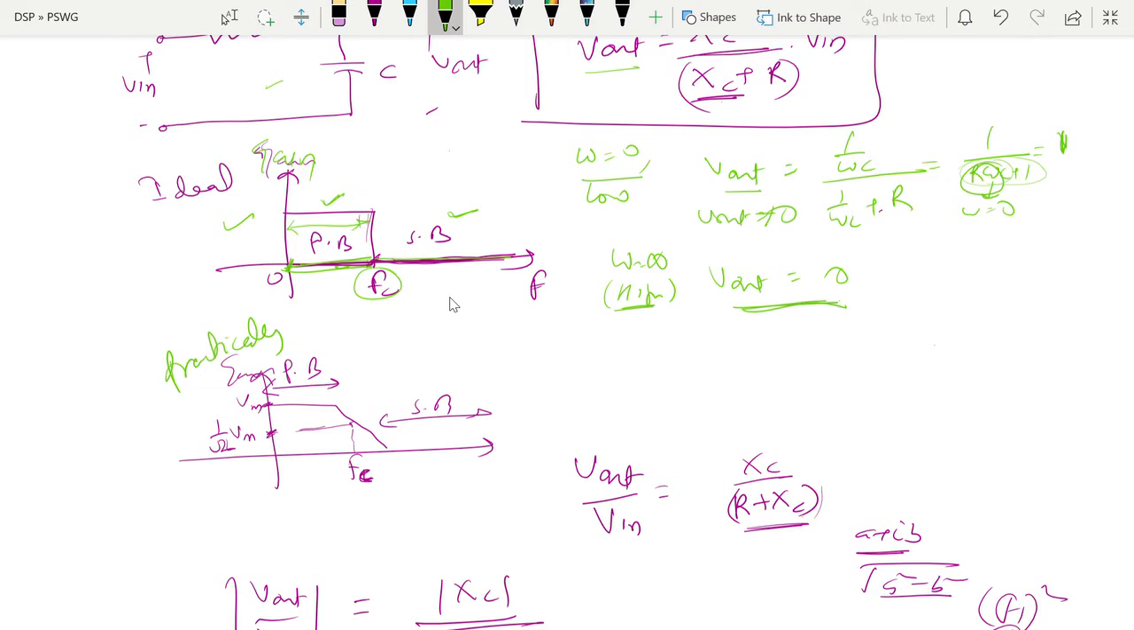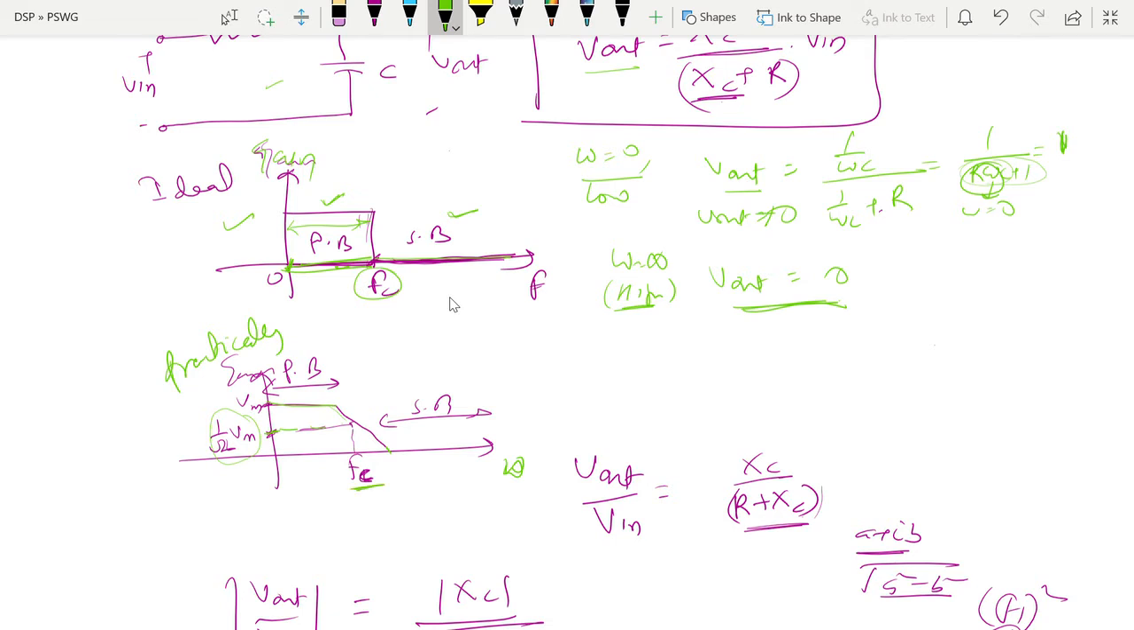what will be its gain and frequency plot? It will not be like that, it will not cut off sharply at the cutoff frequency. It will give a slope. The frequency at which you get 1 by root 2 times the maximum voltage, 1 by root 2 of Vm, that frequency is the cutoff frequency.